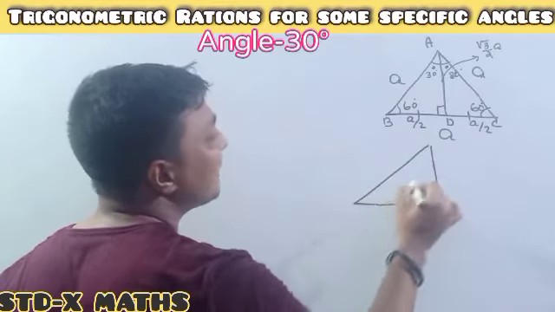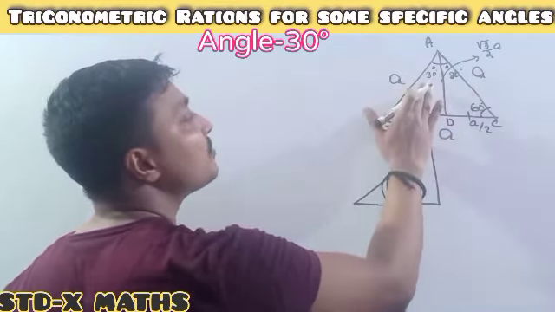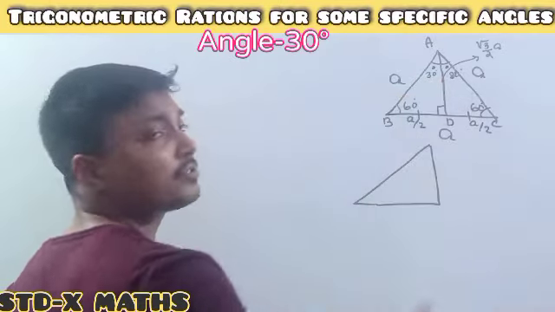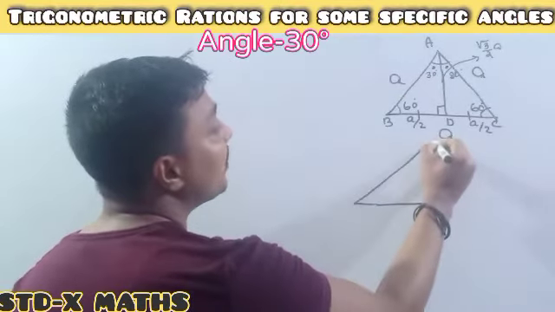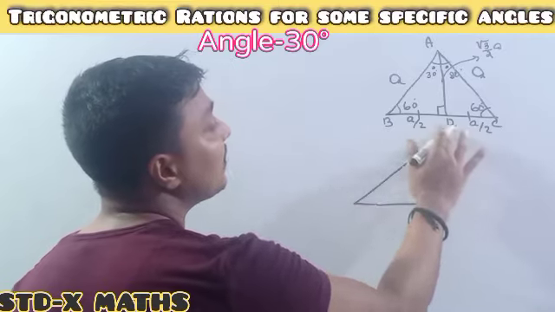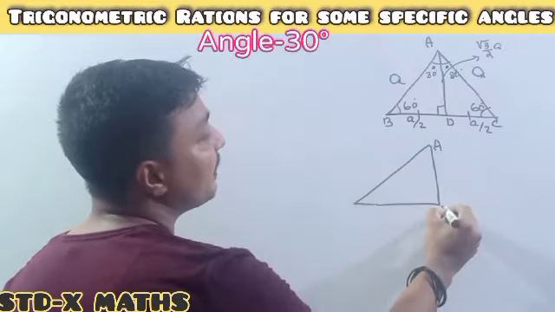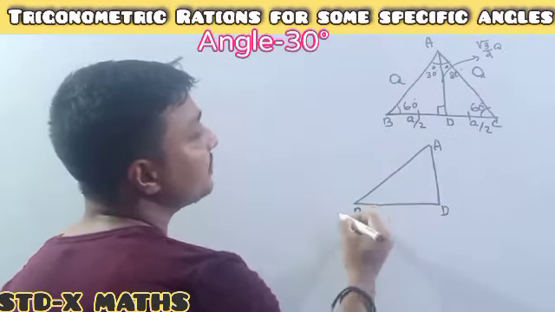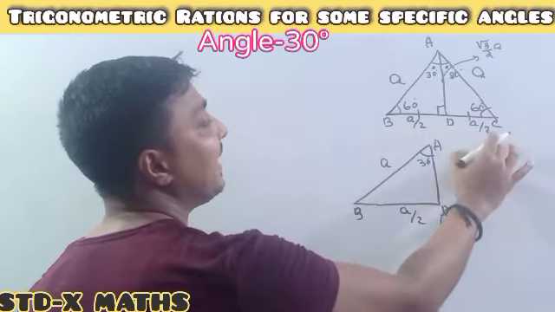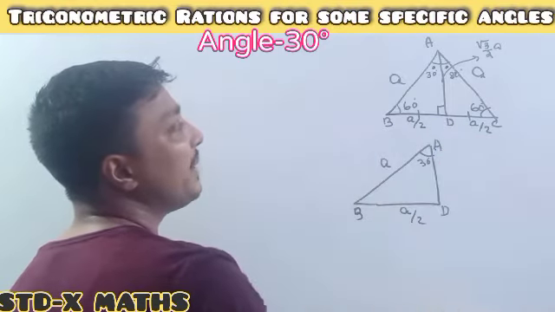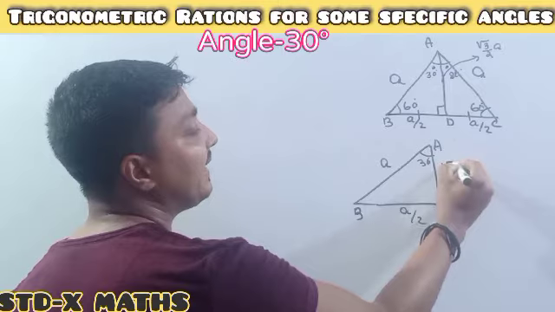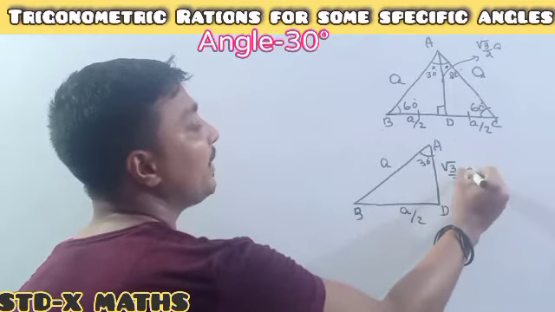Left side triangle, otherwise right side triangle, both having the same meaning. Either you just have to observe this triangle, otherwise you just have to observe this triangle. Name of the triangle is A, this one is D, this one is B, and this angle is 30 degree. Here this side is A, this one is A by 2, because the total is A, here it is A by 2, and its height is root 3 divided by 2A.